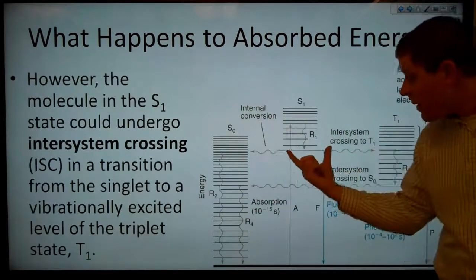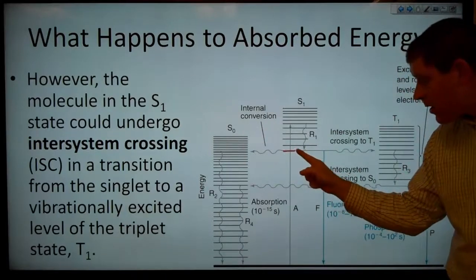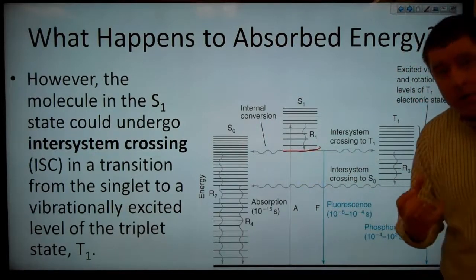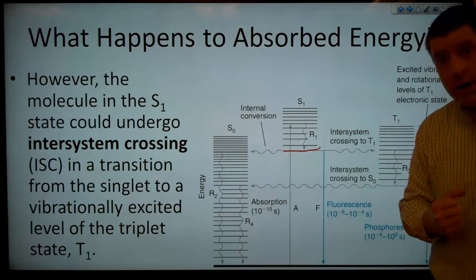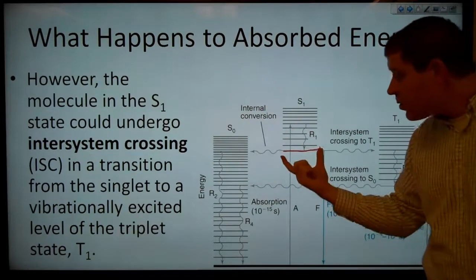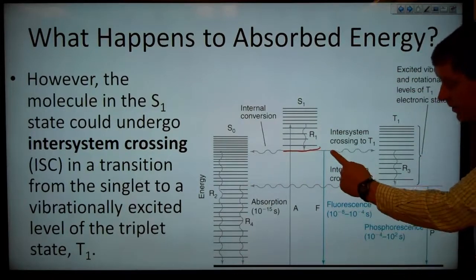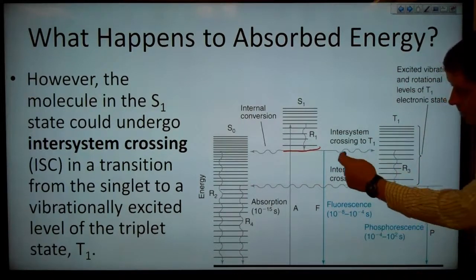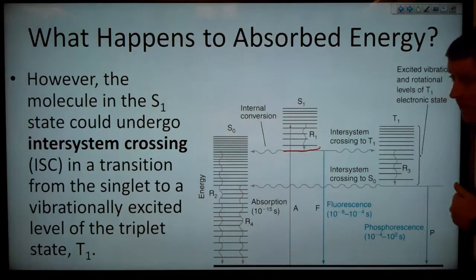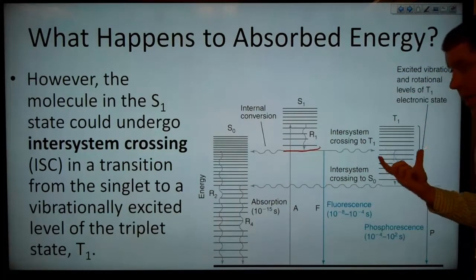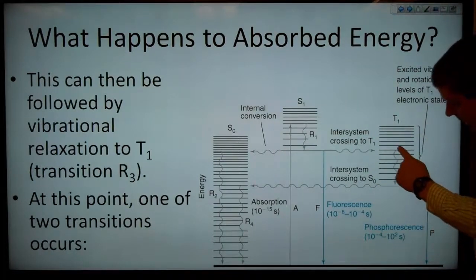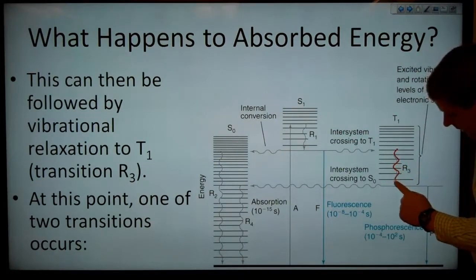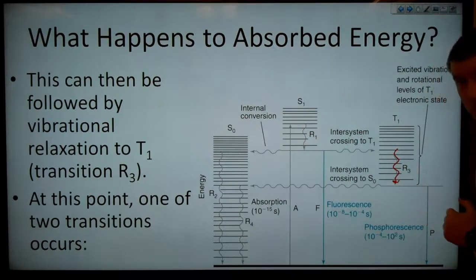But if we go back to our molecule in this state, there in the ground vibrational state of the S1, our excited electronic state, that molecule could undergo instead intersystem crossing, or ISC, to go over here into the triplet state. And again, it's going into a vibrationally excited state, and then this can be followed by a vibrational relaxation. So that's this one, down. This is R3, vibrational relaxation 3.